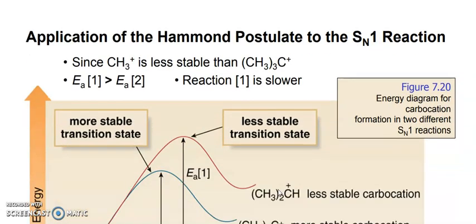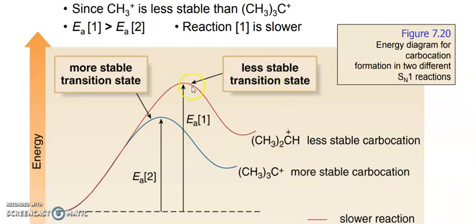Now, application of the Hammond postulate to SN1 reactions. Since the methyl cation is less stable than the trimethyl carbocation, activation energy 1 is greater than activation energy 2. Reaction 1 is slower. So you can see here the activation energy 2 and this is the energy. The activation energy 1 and this is the energy.